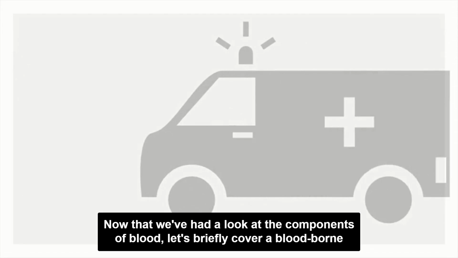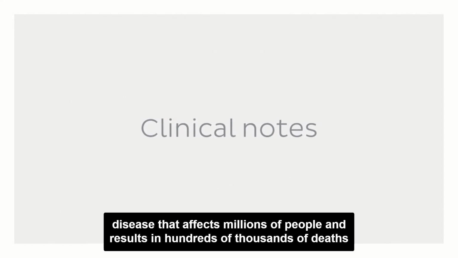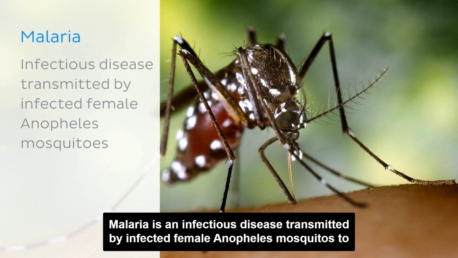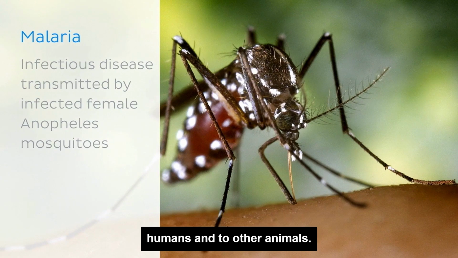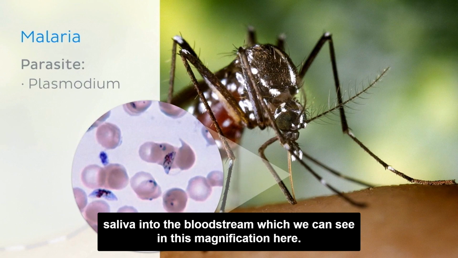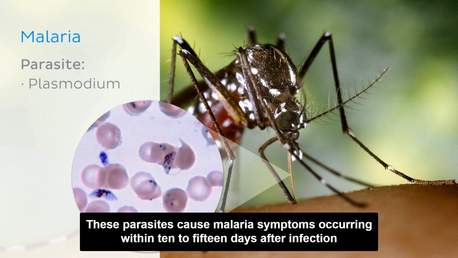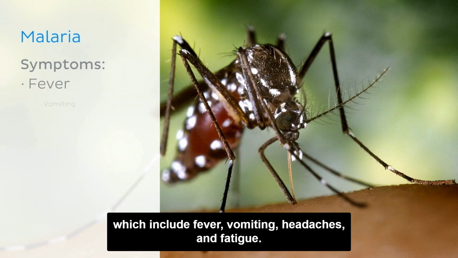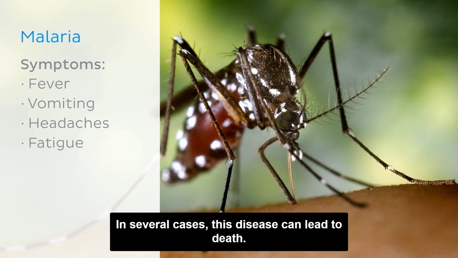Now that we've had a look at the components of blood, let's briefly cover a blood-borne disease that affects millions of people and results in hundreds of thousands of deaths every year, which is malaria. Malaria is an infectious disease transmitted by infected female Anopheles mosquitoes to humans and to other animals. A bite from an infected female mosquito introduces the parasite Plasmodium from the mosquito's saliva into the bloodstream, which we can see in this magnification here. These parasites cause malaria symptoms, occurring within 10 to 15 days after infection, which include fever, vomiting, headaches, and fatigue. In several cases, this disease can lead to death.